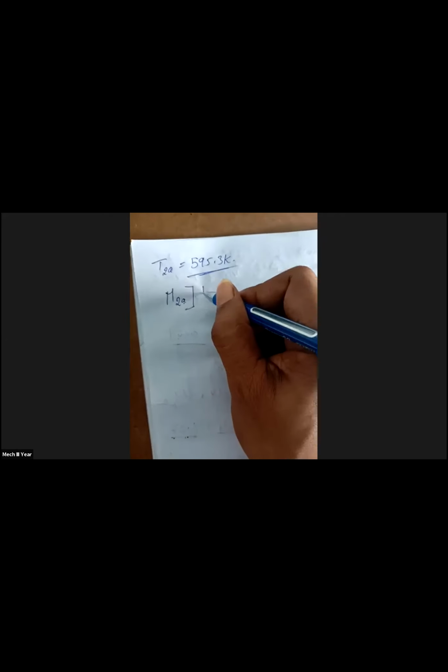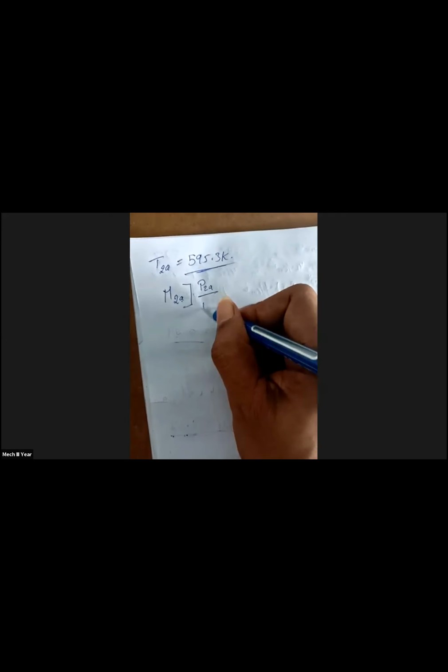At the same time, we are going to find out the Mach number at the stagnation temperature. Here, the pressure ratio P2A divided by P2O is equal to 595.3 divided by 723. Then here 0.823. For 0.823, the Mach number is equal to 1.04 in the gas dynamics table. So this is the procedure to solve the problem with the help of gas dynamic tables. Other than gas dynamic tables, we are not able to solve this problem.